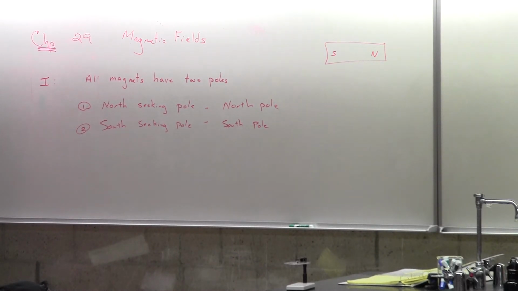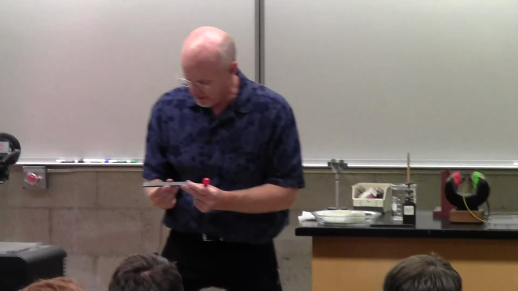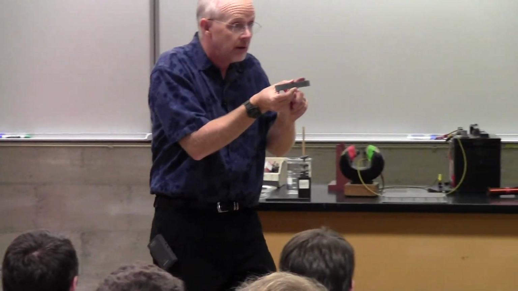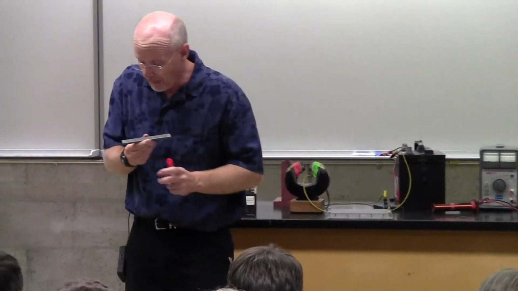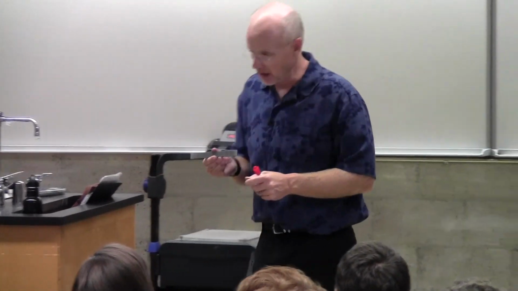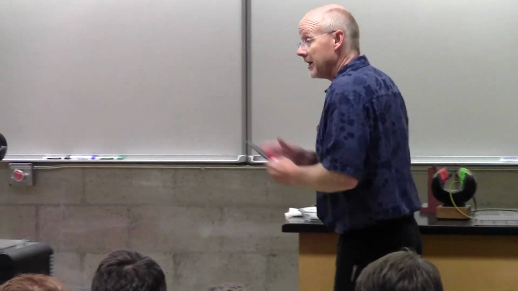In fact, you probably can't see it, but the ones you are going to play with in lab look like this. This one shows up a little better, so maybe I'll grab it. Here's my bar magnet. Can you see a little N engraved on this side? That's the north pole, the north seeking pole, right? What's this? The south seeking pole here. Here's where it gets interesting.